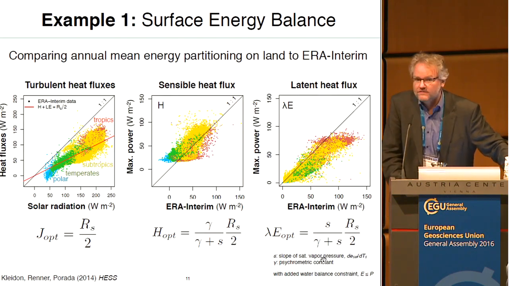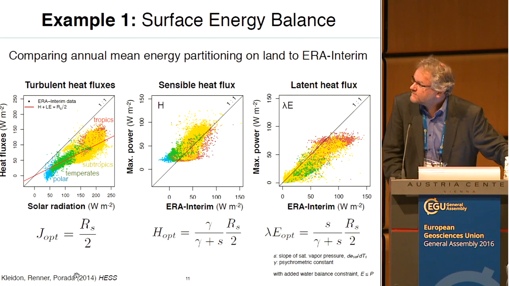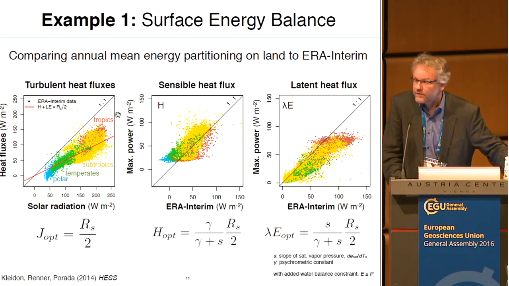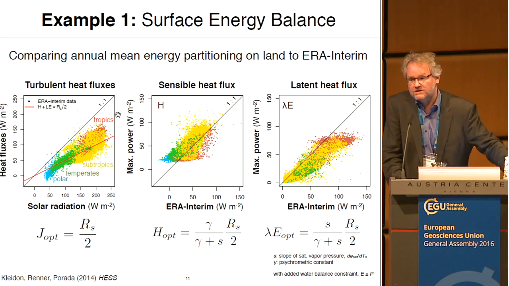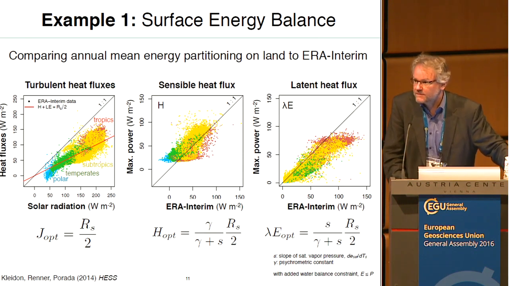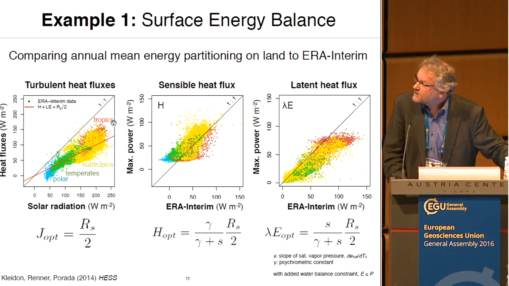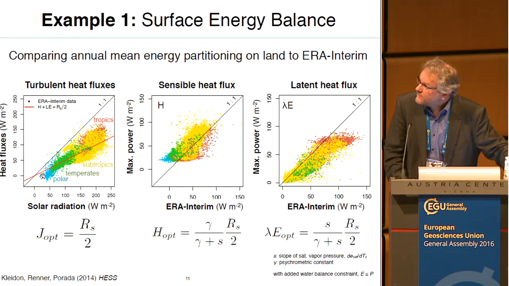I'm a land guy, so I focused here on land. This is a study from 2 years back where we compared this prediction to the ECMWF reanalysis product across different regions at the climatic scale, so climatic means. What's shown here is the absorbed solar radiation from a satellite product, and then the turbulent heat fluxes on the y-axis. The dots are from the ECMWF, and the red line here is the one-half line.